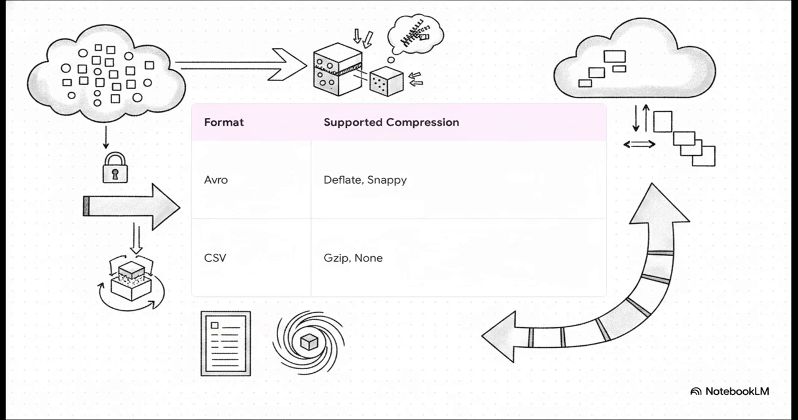When you're dealing with massive datasets, compression is literally a lifesaver. You just need to remember these pairings. Using Avro, your options are Deflate and Snappy. Sticking with CSV, you're limited to gzip or just no compression at all.